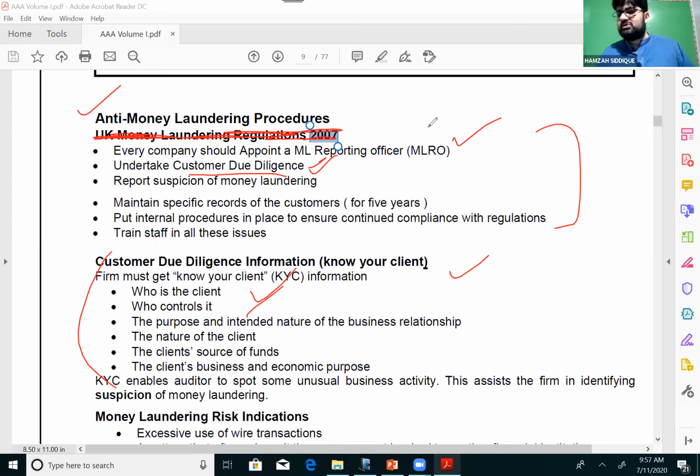What is their business? Who are the managers? Who are the owners? What are the sources of funds? What is the source of business? What are the business types? Actually, knowing all that has a purpose: to spot any unusual business activity, if there is any, and hence identify any suspicion.